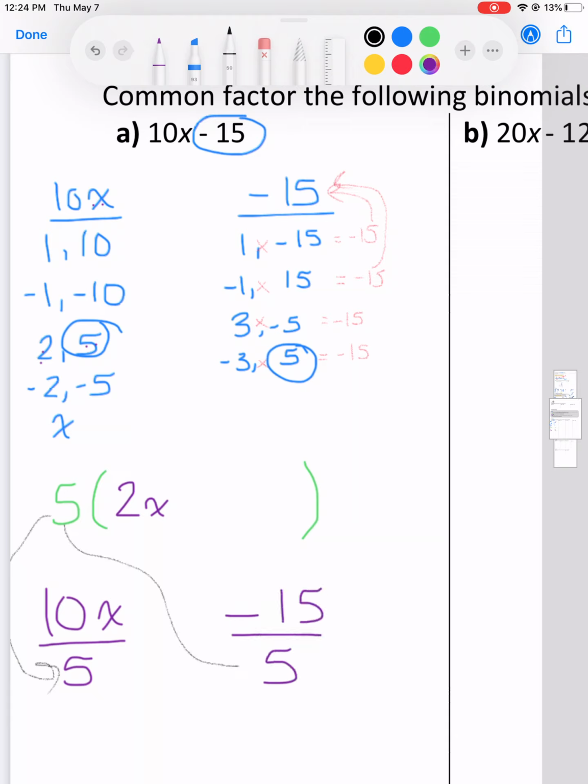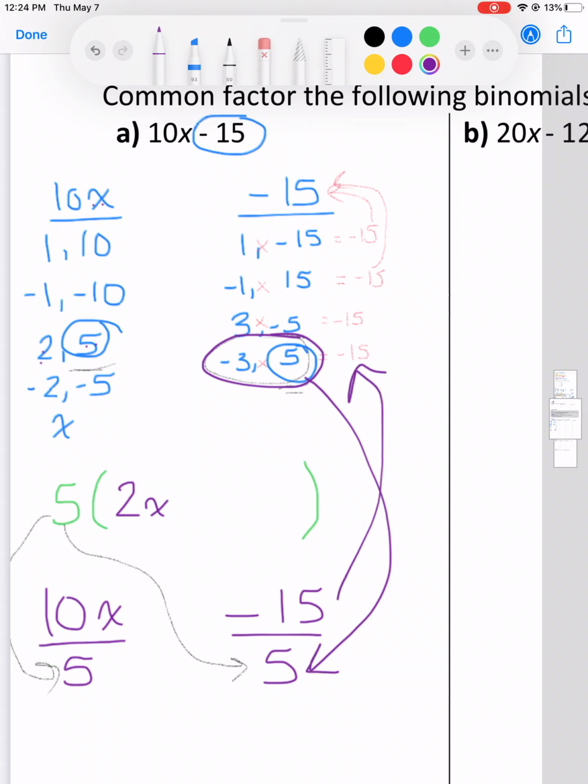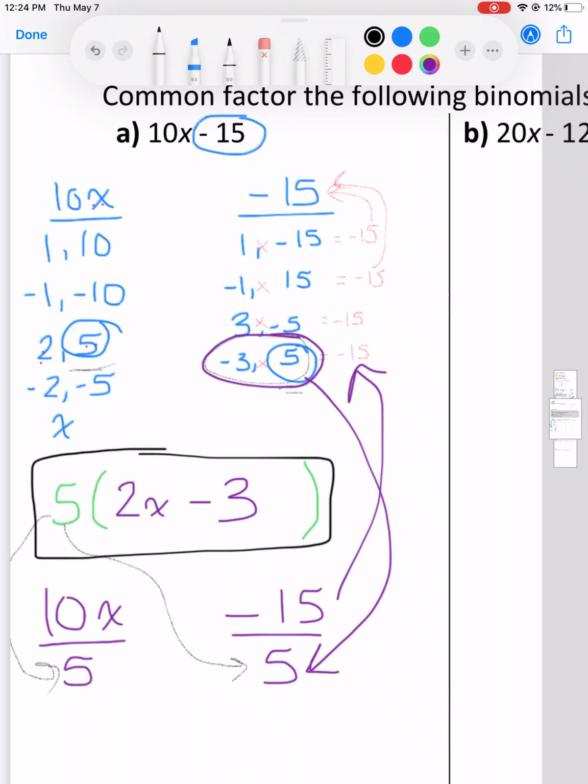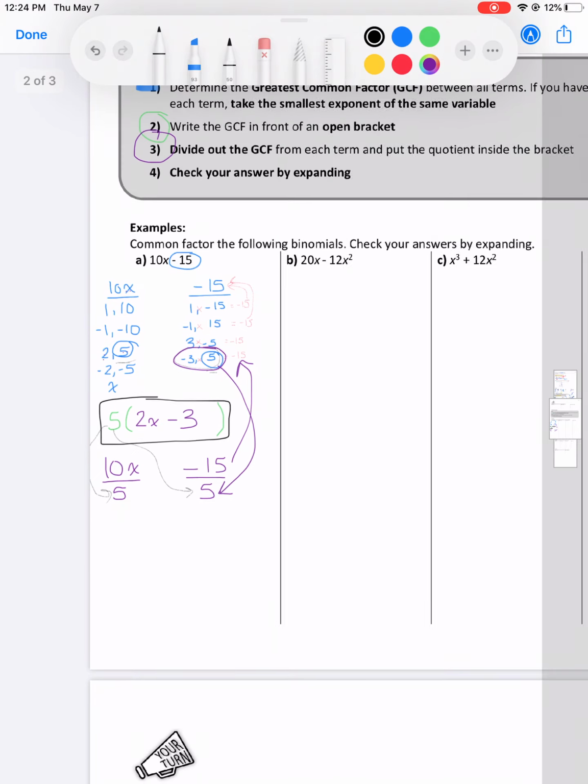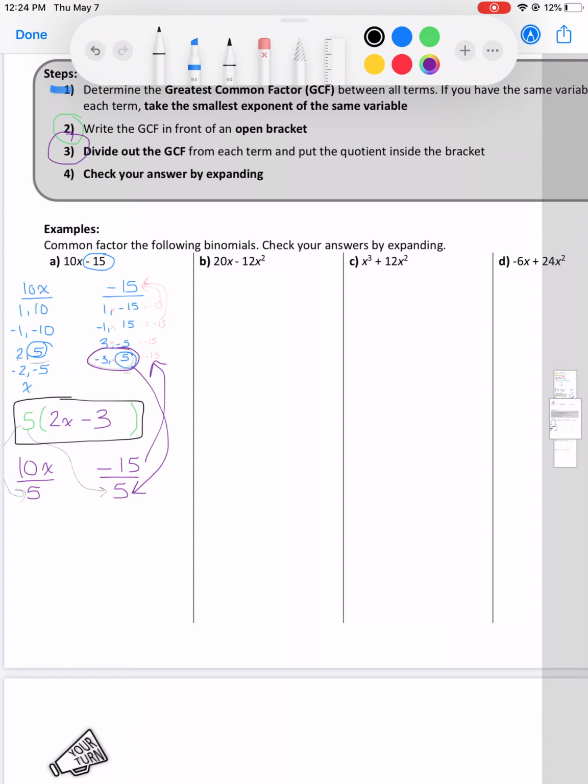Again, we're doing it by 5 because it is the greatest common factor. What's negative 15 divided by 5? Well, take a look. We've already done it. The answer is here. We've taken the 5. We've got the negative 15, so my answer is going to be minus 3. That's my answer. So that's common factoring. You're taking out what's common in both those terms. The last step says check your answer by expanding.